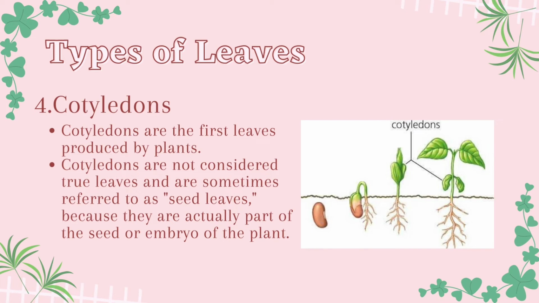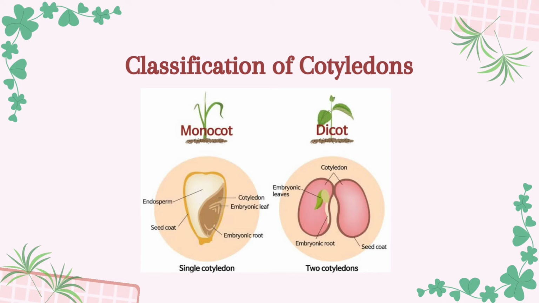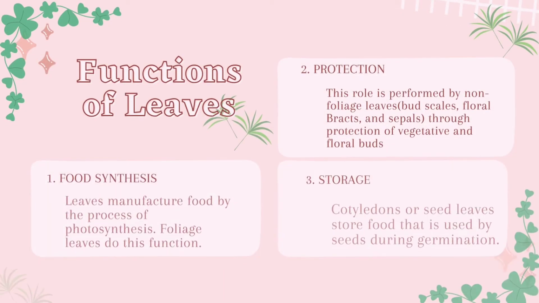and drying out. And next would be cotyledons. Cotyledons are the first leaves produced by plants. Cotyledons are not considered true leaves because they are actually part of the seed or embryo of the plant. It is sometimes referred to as seed leaves. There are two classifications of cotyledons: the monocot and dicot. Monocots are the seeds that have only one cotyledon, while dicots are plants with two cotyledons.